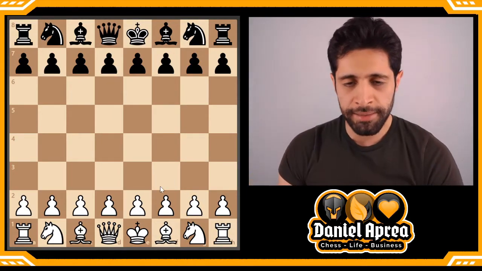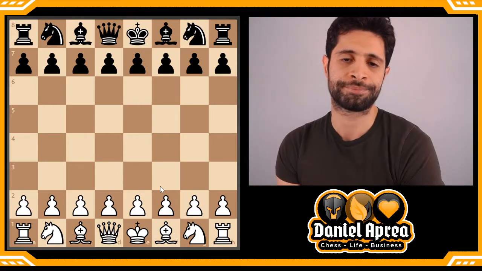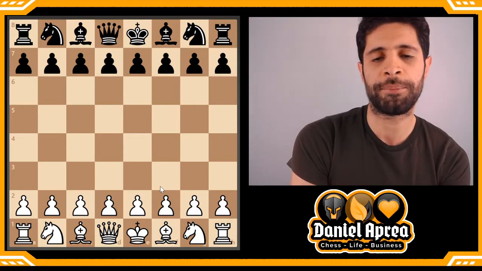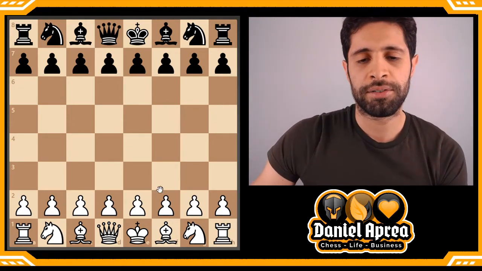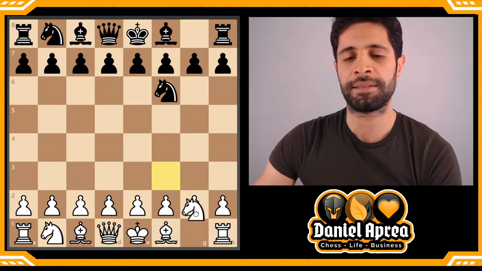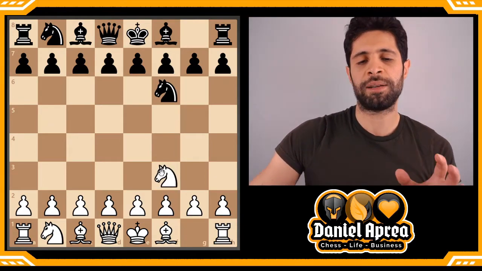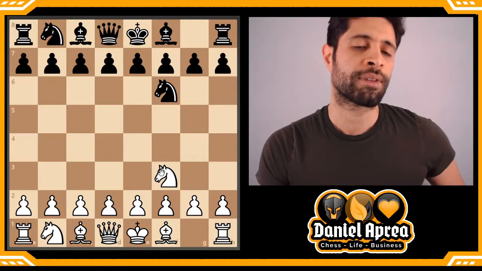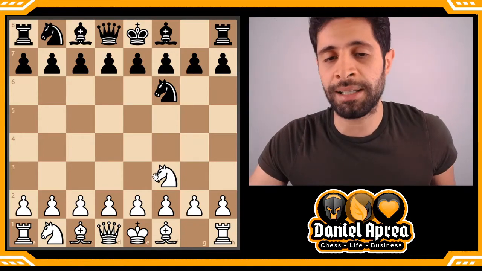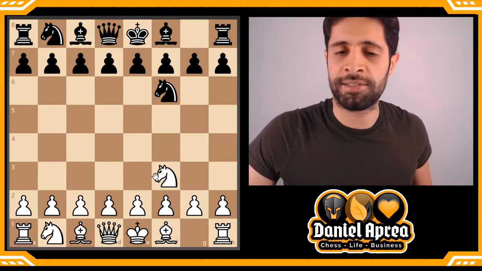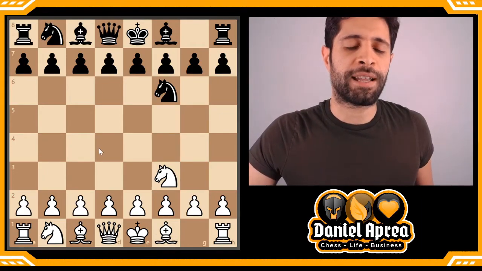Another way for the game to end is a draw. A game can end in a draw if the same position is repeated 3 times. So if I play like this and then for some reason we just keep playing the same moves 3 times, whenever the same position occurs on the board 3 times, then the game is declared a draw. And when we say same position, it has to be exactly the same position. So even the right to castle, the right to capture en passant, the side to move, everything needs to be the same.